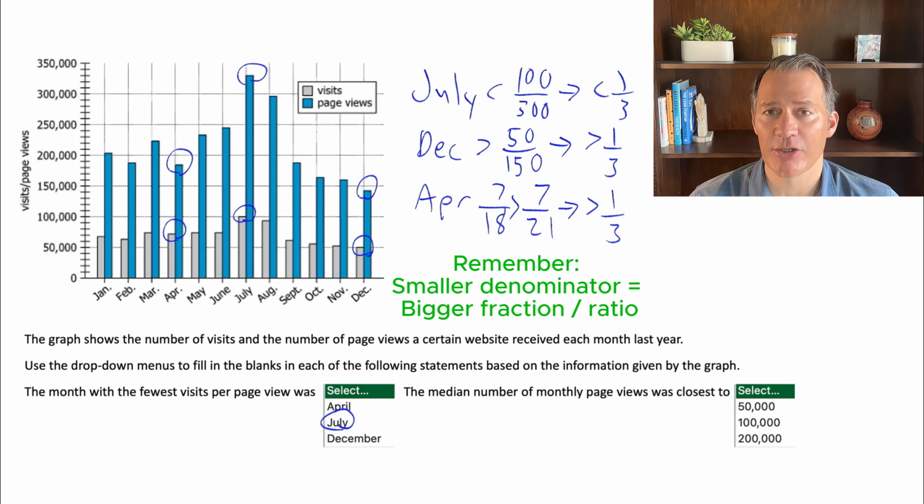Now let's look at the second question, which asks for the median page views. And again, start with the answer choices. 50,000, 100,000, and 200,000. Looking at the graph, the lowest page view value is already 140,000. And again, that's for December. So there's no way the median could be 50,000 or 100,000. The answer has to be 200,000. No need to actually calculate.